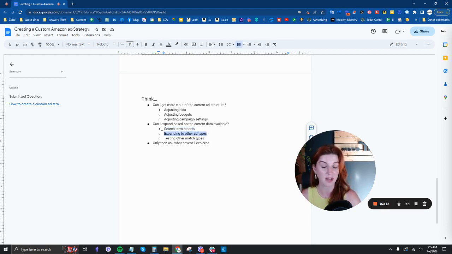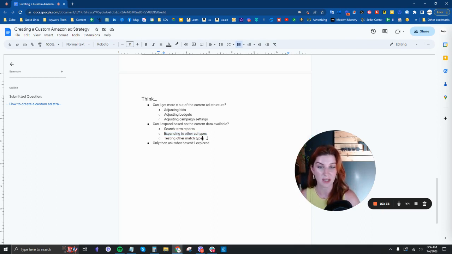Also expanding into other ad types. So do I have this one keyword or this one target that's absolutely crushing it for me in sponsored product ads? Can I run a sponsored brands ad? Do I have ASINs that are absolutely crushing it for me in my sponsored product ads or sponsored brand ads? Can I move those into sponsored displays? We're building on what we already have in the account.